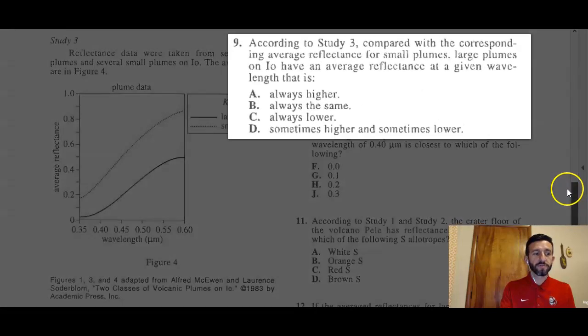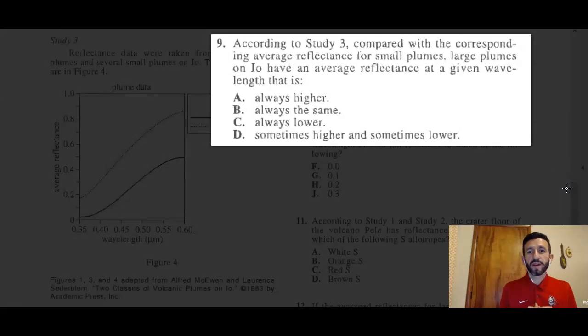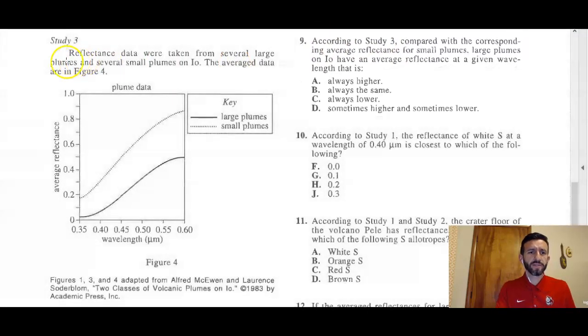According to study 3, compared with the corresponding average reflectance for small plumes, large plumes on Io have an average reflectance at a given wavelength that is blank. So let's break down this question. First of all, study 3, which happens to be right here next to us. So that's awesome. And then I'm thinking, compared to the reflectance of the small plumes, what are the large plumes like? What is their reflectance like?